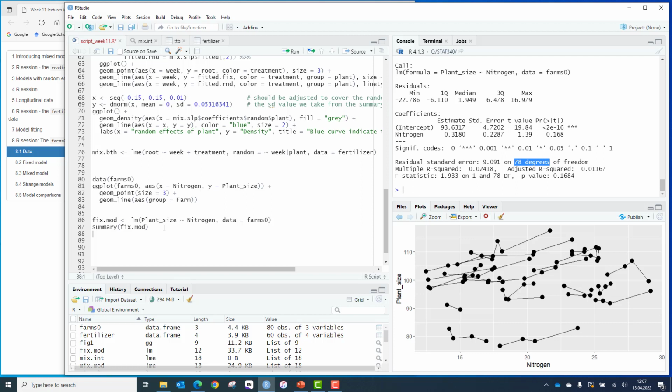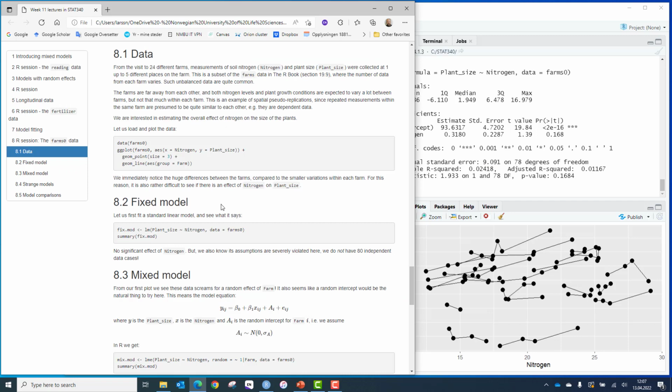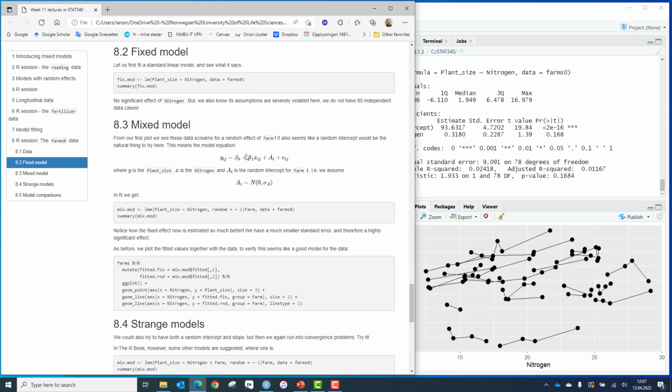Because now we say that we have all the data, all the 80 data points. There are 80 data points in this data. All the 80 observations are independent of each other. So it means we have 78 degrees of freedom. Not enough, because the variation is so big, right? The residual standard error is huge, 9.1 more or less.